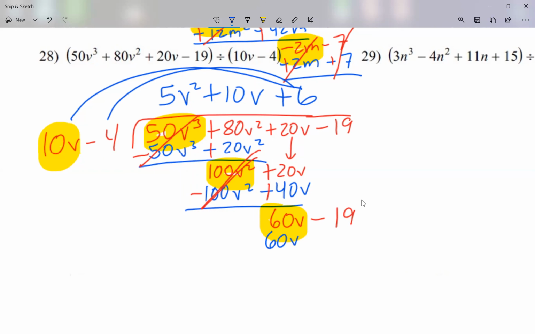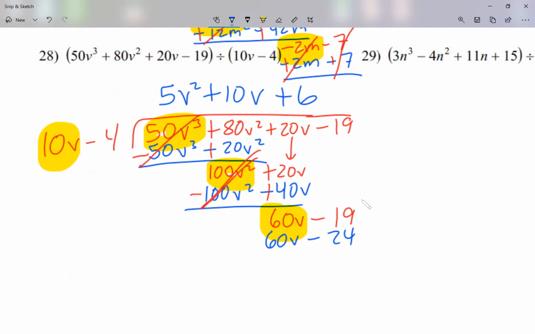6 times a negative 4 is a negative 24. Let me draw my line, and I have to switch my sign. So this is negative 60. This is positive 24. I expected my 60v minus 60v to cancel out, but negative 19 plus 24 doesn't cancel out. Negative 19 plus 24, it's actually positive 5.